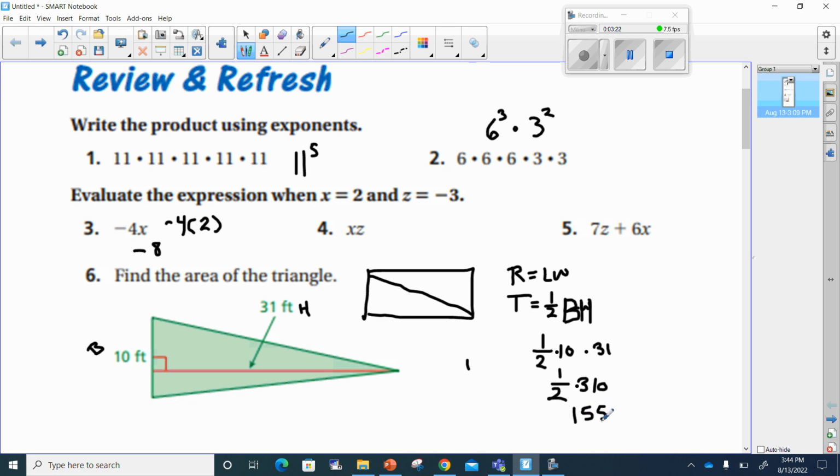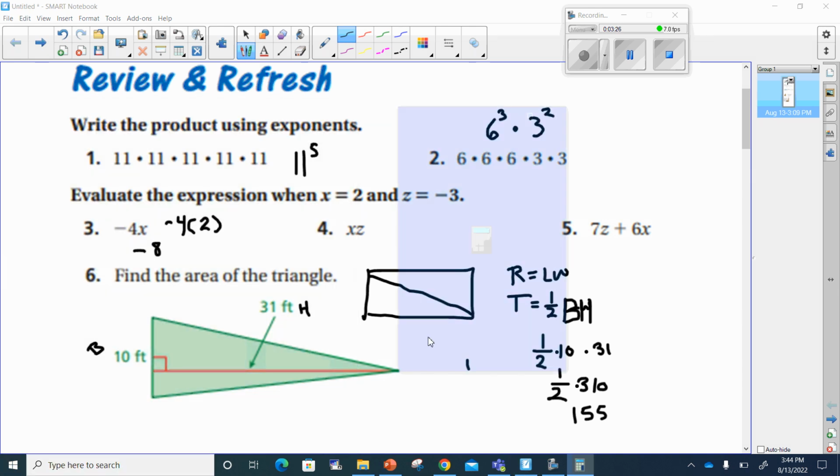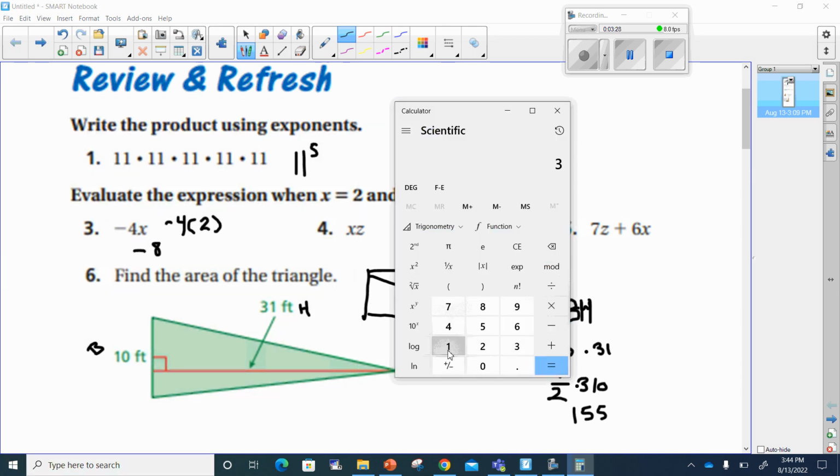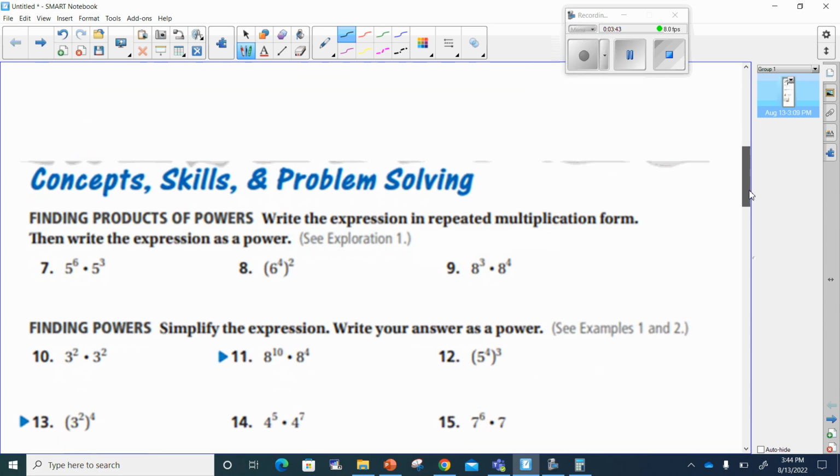And we'll use the calculator just to make sure we're not making any mistakes. 310 divided by 2. 155. So the area of this triangle is going to be equal to 155. All right, let's move on.